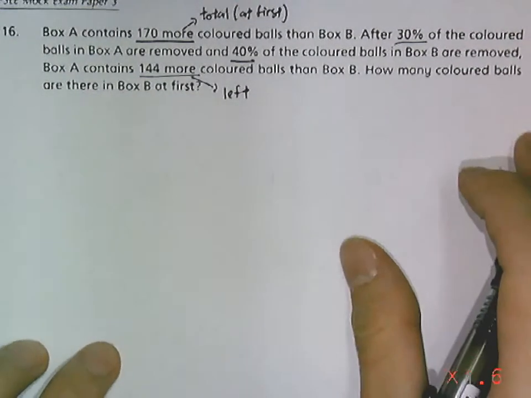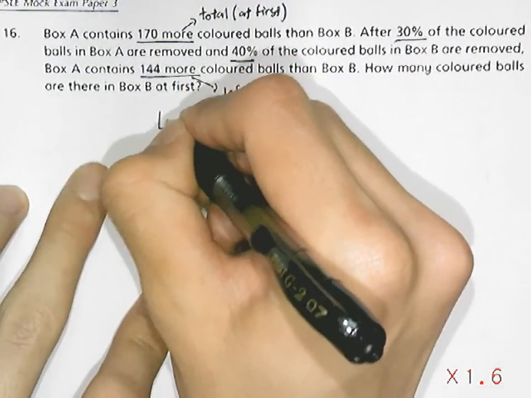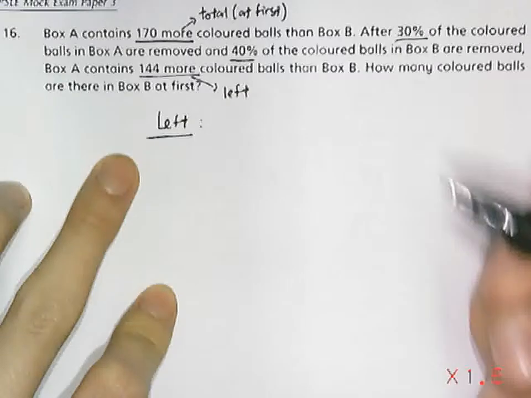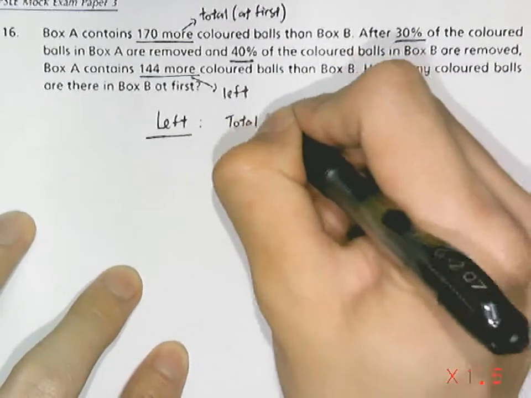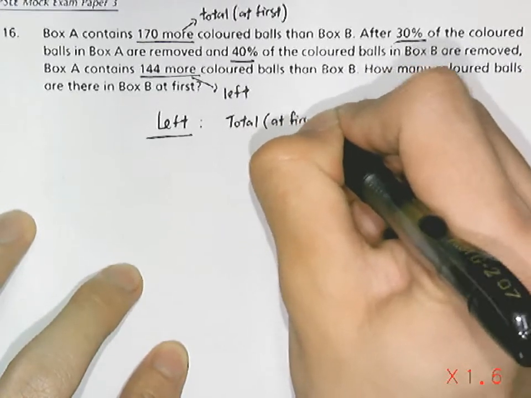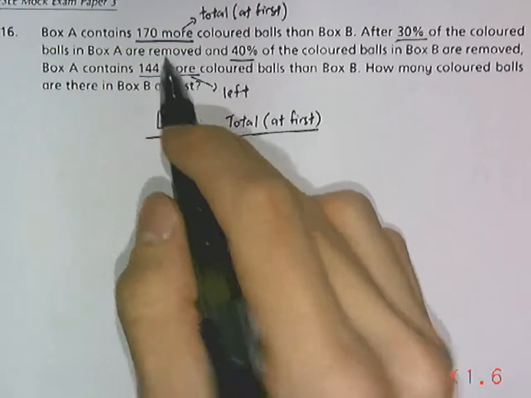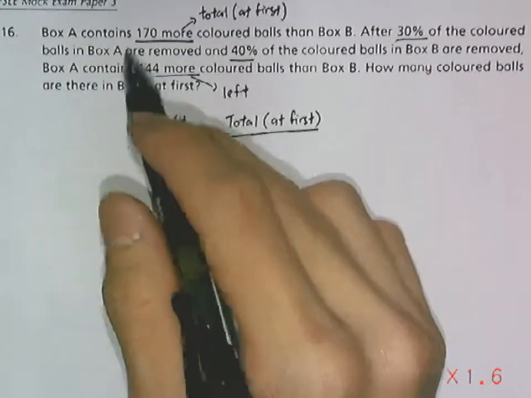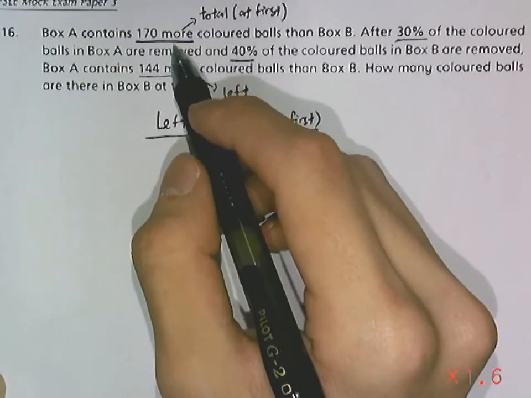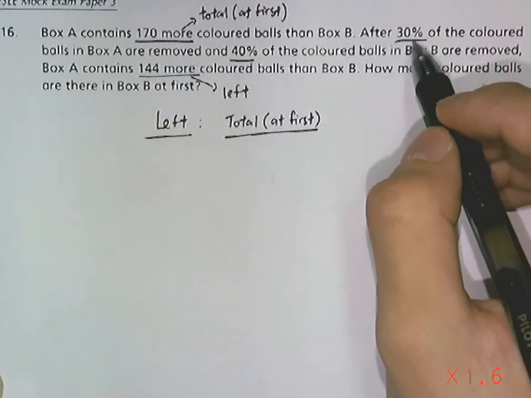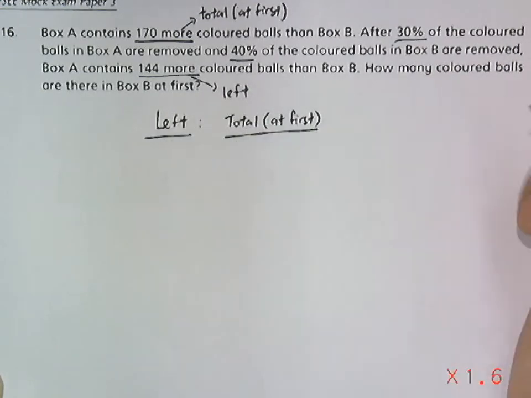So I'll start my question by understanding the ratio between the colored balls that are left and the total, which is the at first. There are two differences here I can use, but I'm not going to use them as a ratio. This difference here, we'll just hold on to it for a moment. So we are going to find out the fraction for the left part.